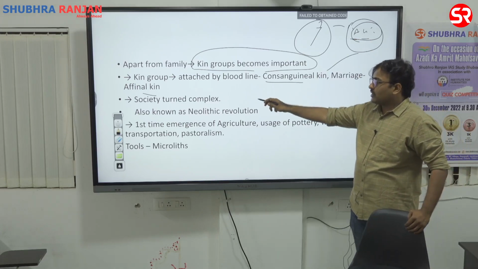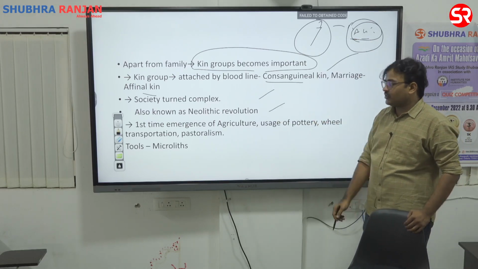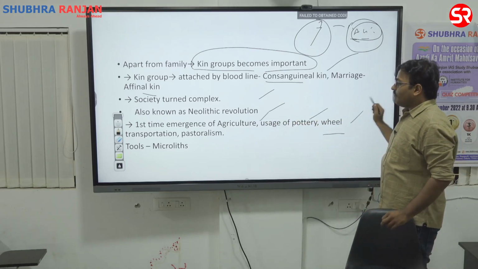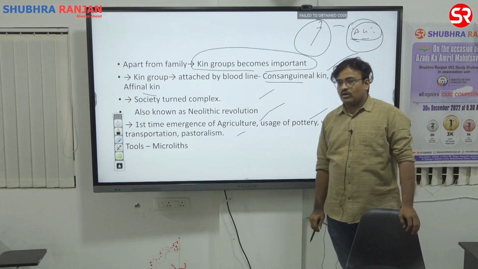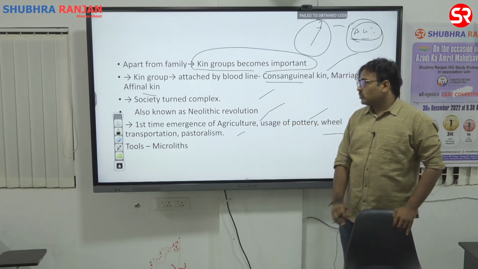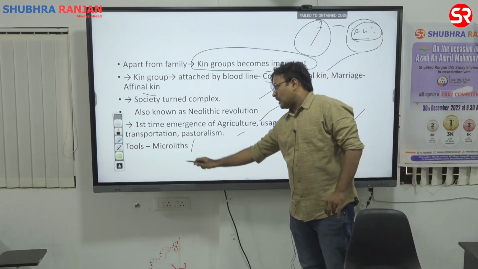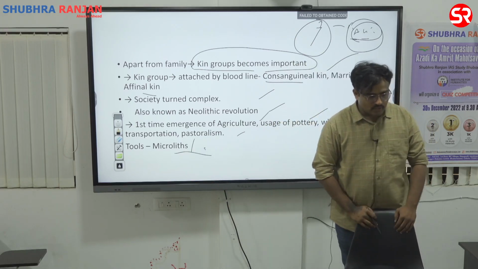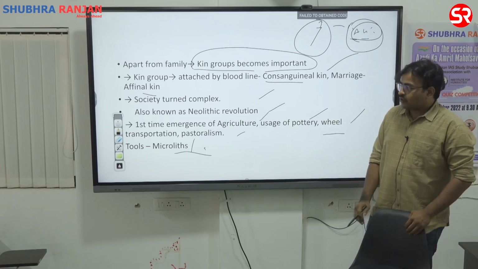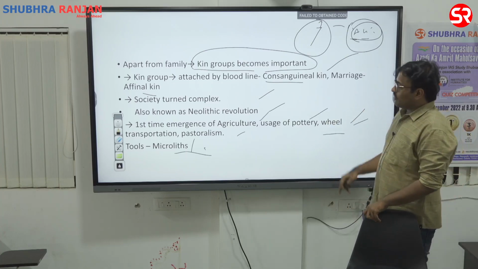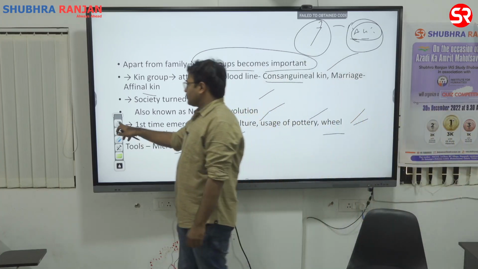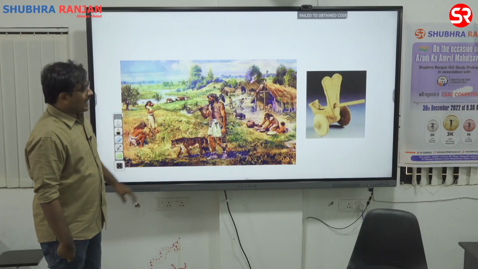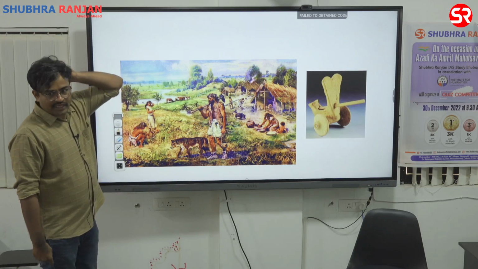Society also turned complex. This is called the Neolithic revolution. There was the emergence of agriculture, and usage of pottery, wheel transportation and pastoralism were all developed here. The tools used in the Neolithic age are microliths and polished stone tools. Microlith usage did not stop; both polished stone tools and microliths were used during this age. This is one artistic representation of Neolithic age society.